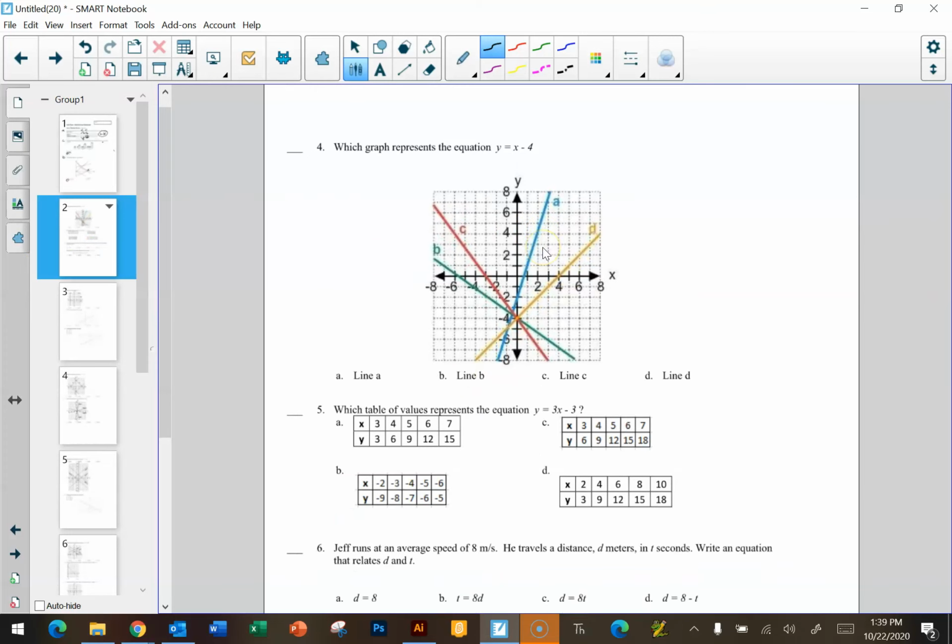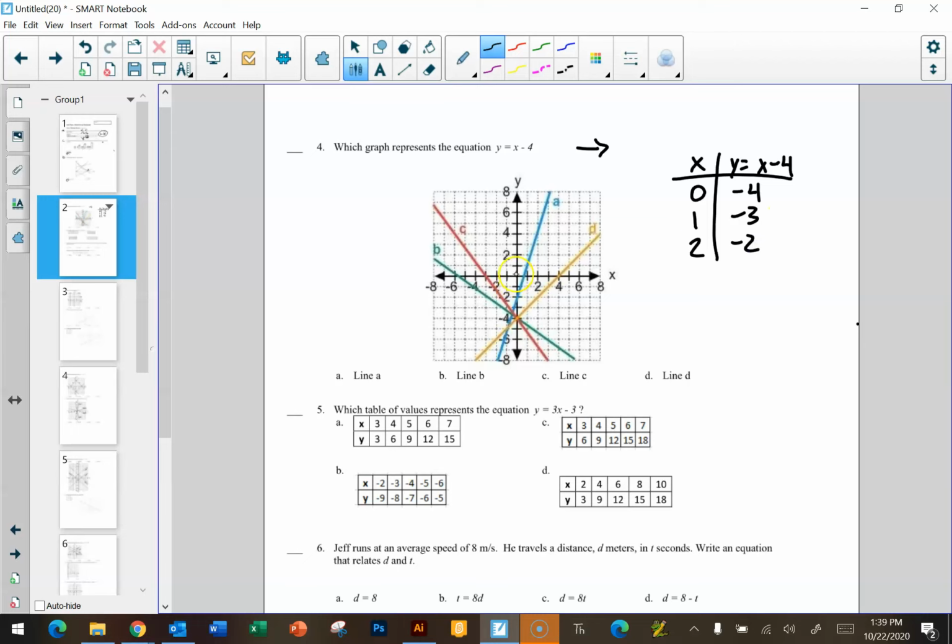Next page. Which graph represents the equation y equals x minus 4? I think for these ones, the easiest thing to do, especially when it gives you y equals, is just create a quick table of values. So if this is x, this is y equals x minus 4. And then let's just put some values in for x: 0, 1, 2. Doesn't matter what values you put in. So for the first one, x is 0. So 0 minus 4, that's going to be minus 4. Okay, next one, 1 minus 4. So that's going to be negative 3. 2 minus 4 is going to be negative 2. The pattern's obvious. So let's just look at these 3 points and put them on the graph.